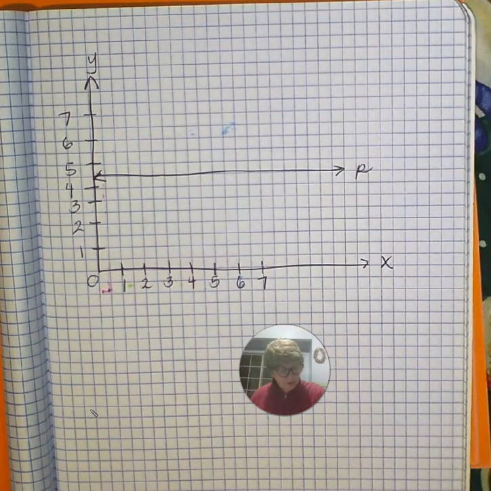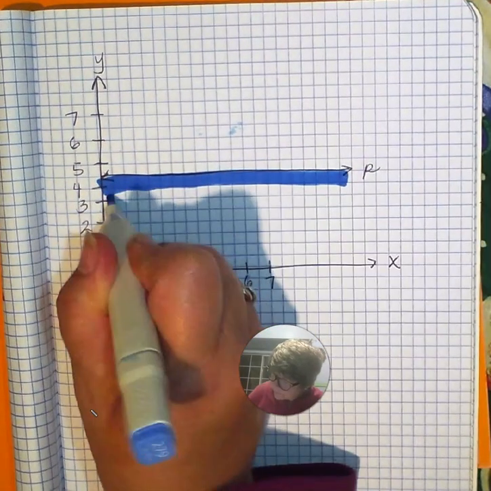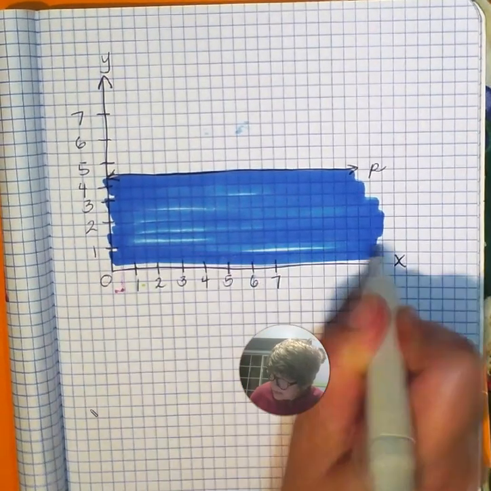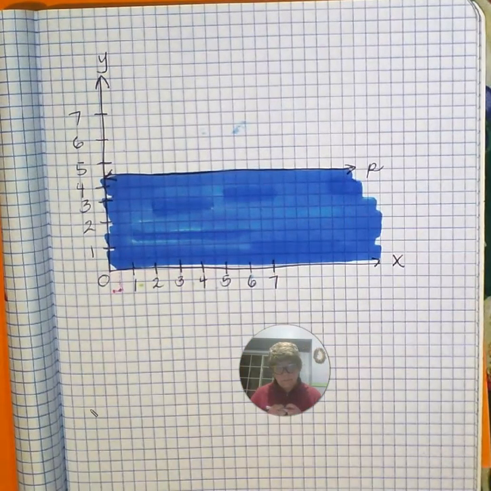Okay, let's use blue to shade the region of the plane where all y-coordinates are less than 4.5. Where are we going to shade our blue? Below our line. Yeah? Okay. Shading blue. This whole section is going to be less than 4.5 for a y-coordinate.